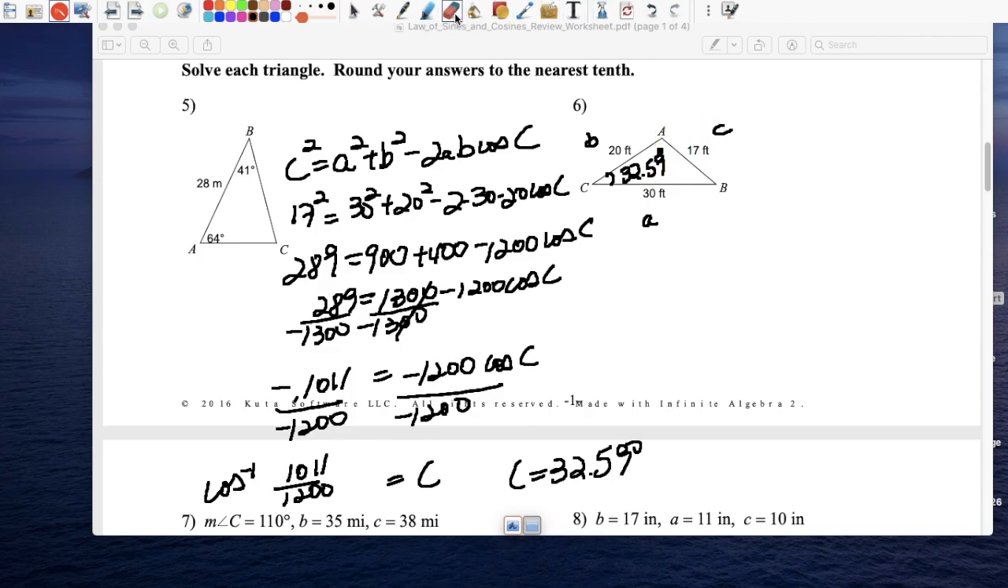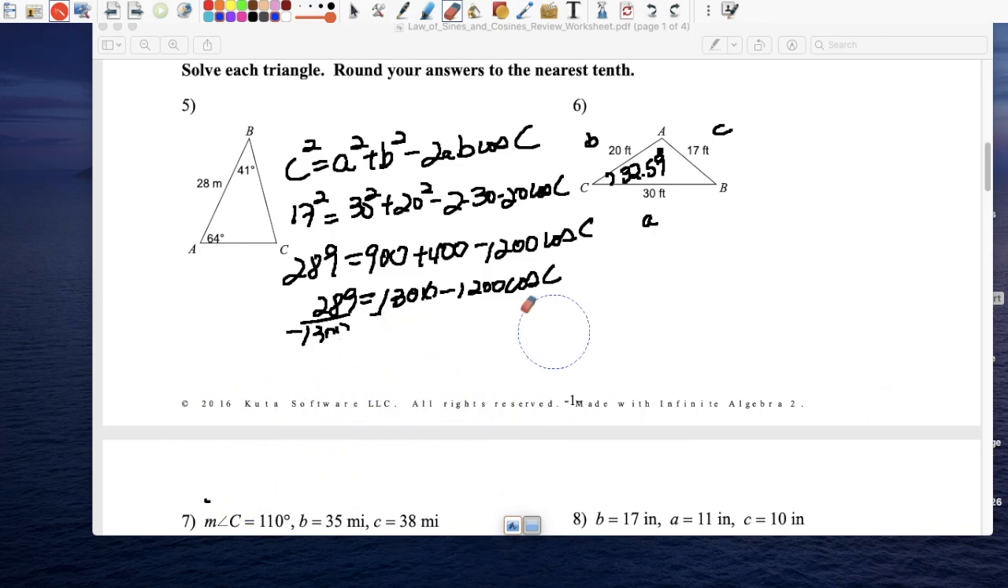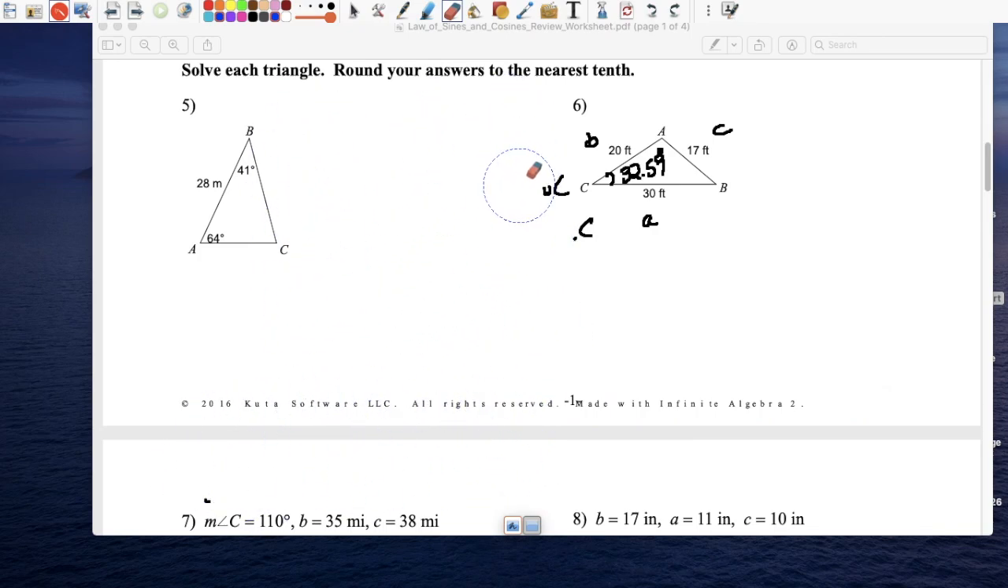Erase this. Now, we have to figure out if this is 1, 2, or no triangles. So the height of this triangle is this side here, which I'll highlight in green. This side, 20, times the sine of 32.59. Height equals 20 times sine of 32.59, and we get that the height is 10.77.